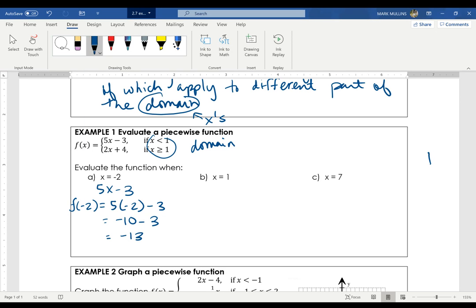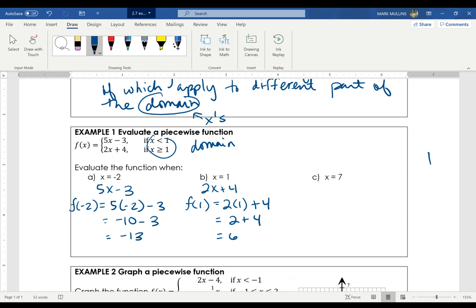On the next one, x equals 1. So 1 is not less than 1, but 1 is greater than or equal to. So I need to use the function that's 2x plus 4. So now I'm finding f of 1, which is going to equal 2 times 1 plus 4, which is 2 plus 4, which is 6.